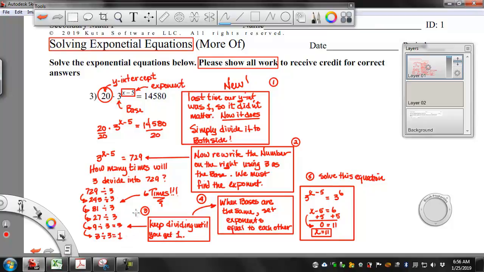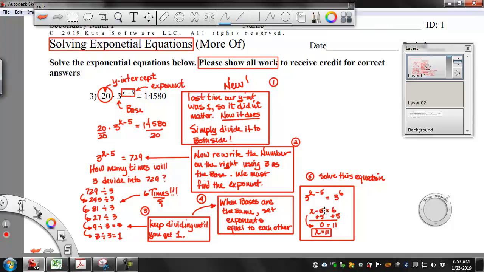Now, once we count how many times we divided by 3, you see we go 1, 2, 3, 4, 5, 6 times, right? We divided by 3 6 times. So that's going to be our exponent that we're going to use. So it says when bases are the same, set exponents equal to each other. So this is the equation I have now. I have 3 raised to the x minus 5, and that 729 is now changed to 3 to the 6th power. So now the bases are alike, so that means I can set the exponents equal to each other. So x minus 5 equals 6.